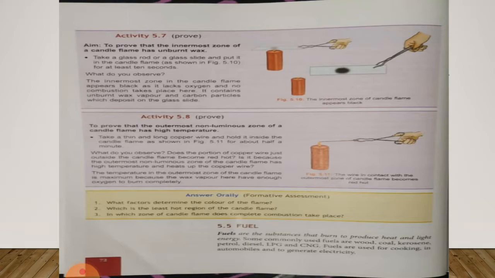So students, open page number 72 in your science book and keep a pencil with you to underline hard words. To perform activity 5.7, we have an aim to prove that the innermost zone of a candle flame has unburnt wax. So, you can see the procedure.